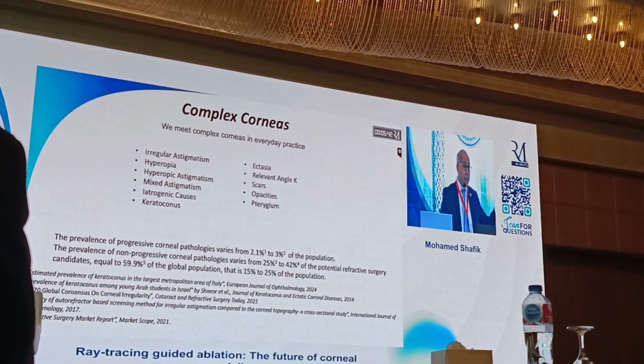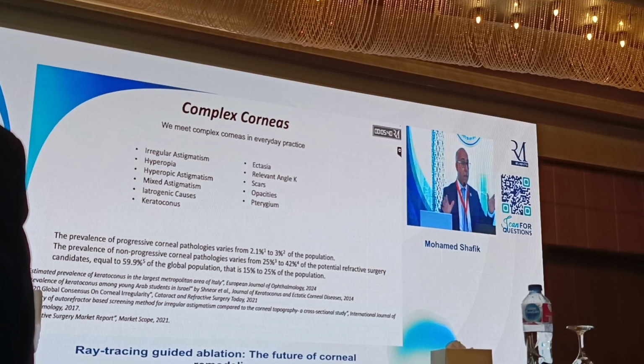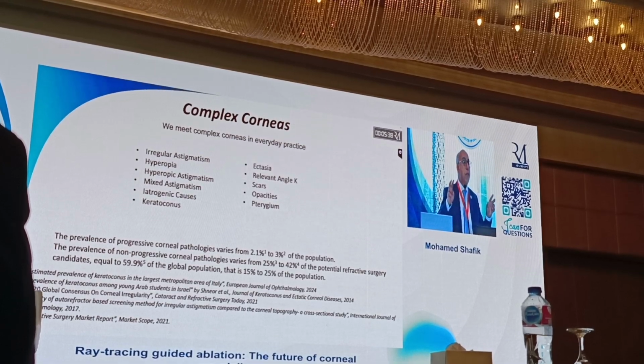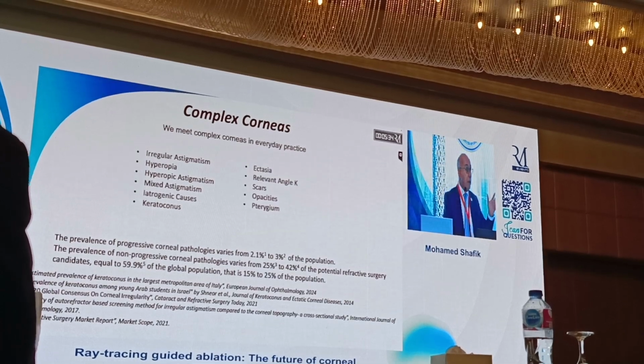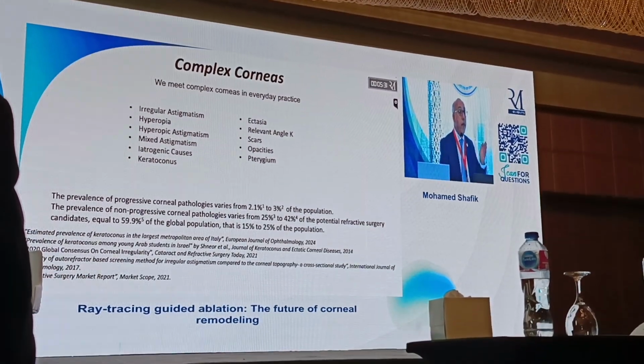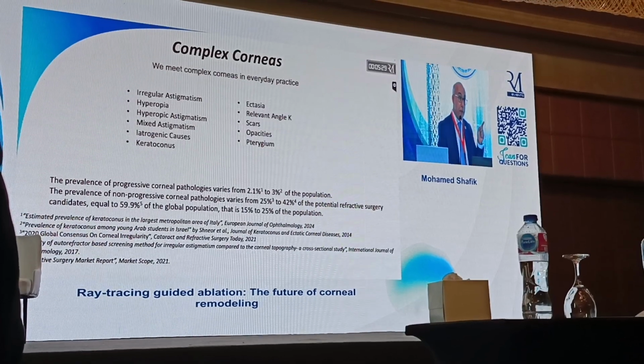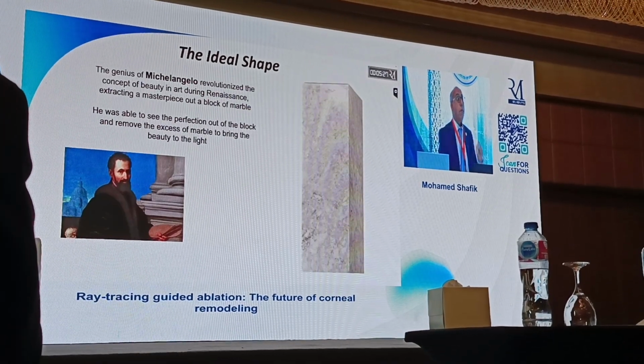So if you have an excellent refractive surgery center, you would have like two thirds of your cases a complex cornea. Or in the general population, it amounts to 15 to 25% of the population. So it's a very big issue to design for a complex cornea.